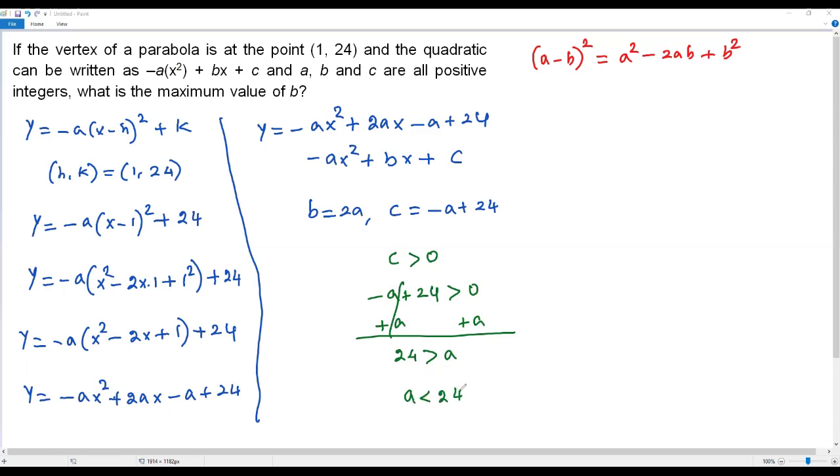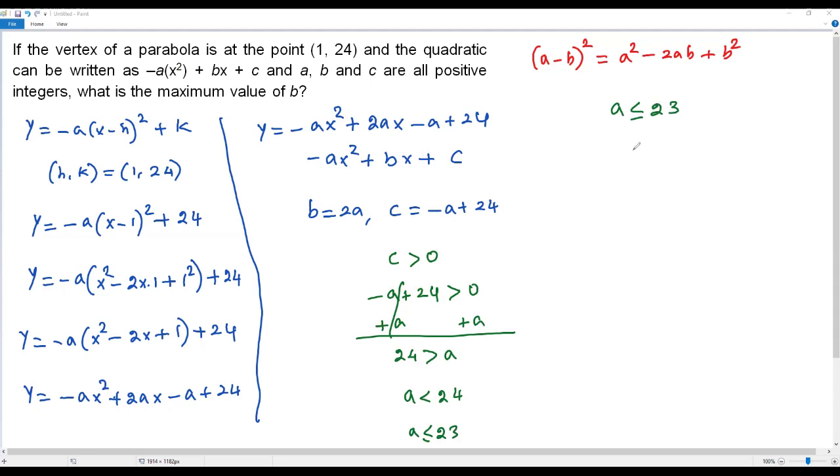So can I consider any value less than 24 for a, like 23.5 or 23.8, 23.9, because all these values are less than 24? Can I consider such values for a? No, we cannot consider all the values less than 24 for a, because the question says a is a positive integer. So any positive integer less than 24 can be considered for a. Then we can write this inequality as a less than or equal to 23. That means a can be equal to 23, or any positive integer less than 23 can be considered for a. Okay, now we got a less than or equal to 23.